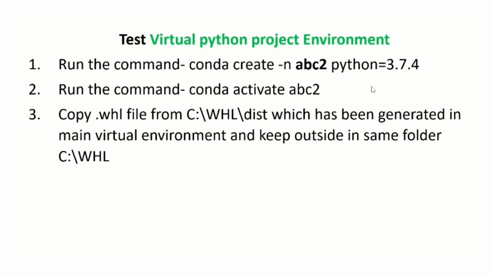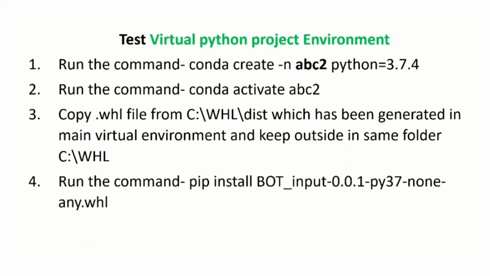Then what I will do is copy this WHL file which has been generated in our previous step while making the main virtual environment. We can get it from the folder. There is a dist folder that will be created while creating the virtual environment after running all these things. From there we can copy the WHL file and put it outside in the same folder. No need to find any other virtual environment and all, just copy and put it outside in the same folder.